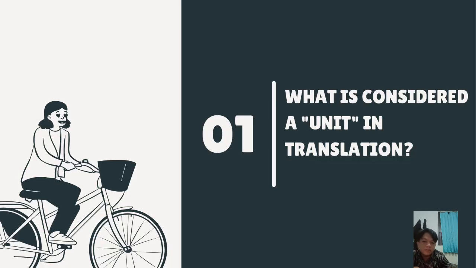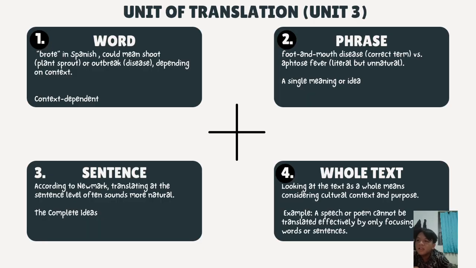Next slide. What is considered a unit in translation? The unit of translation, there are four of them. The first one is the word, which, for example, broad in Spanish could mean shoot, flat spot, or outbreak of disease, depending on context. It is context dependent. The second is the phrase, like foot and mouth disease, a correct term. A phrase can be literal but natural, conveying meaning or idiom.